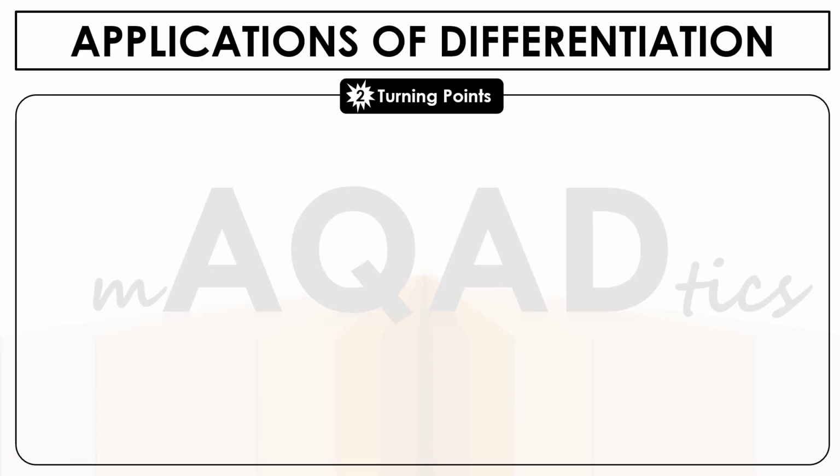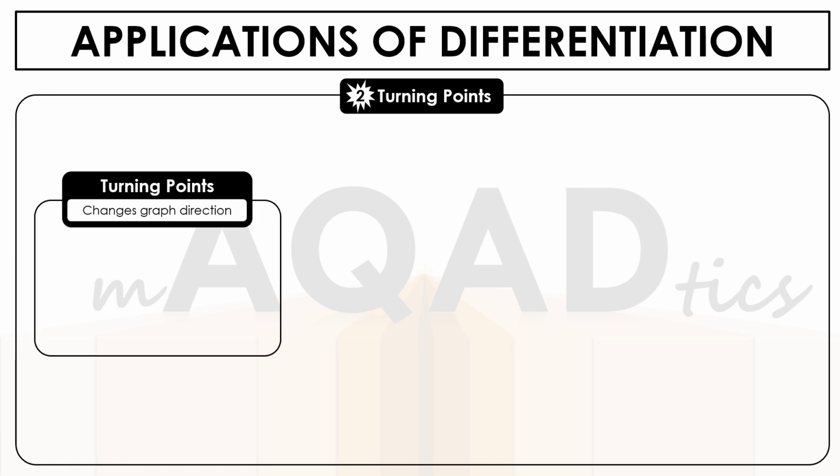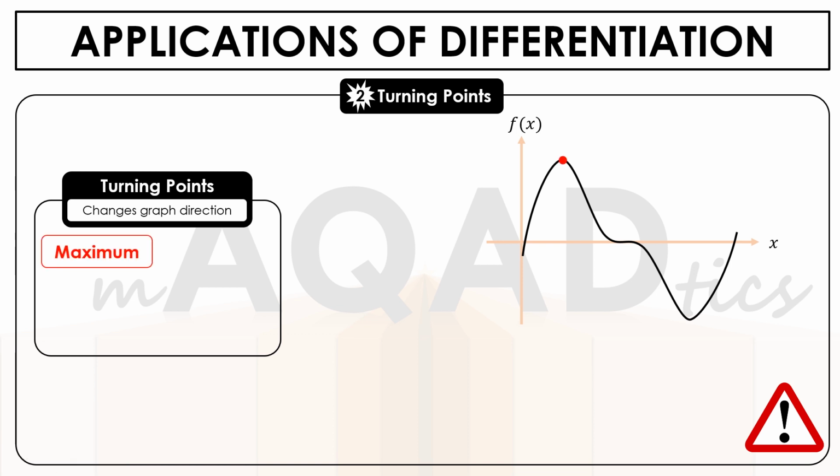The second application is turning points. These are the points where the graph changes direction. One of the examples is the maximum point. As you can see, before we reach the point, the graph moves up. Then after we reach this maximum point, it goes down. So from up to down, changing the graph direction. The same goes for another example, which is the minimum point. This one goes down and then later goes back up, again changing the graph direction.